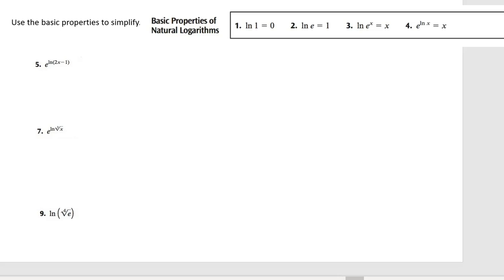This time, we're going to be working on e, Euler's number, and the natural log. These work the exact same way as when we have our regular log. The only difference is a natural log is the same thing as a log that has a base of e.